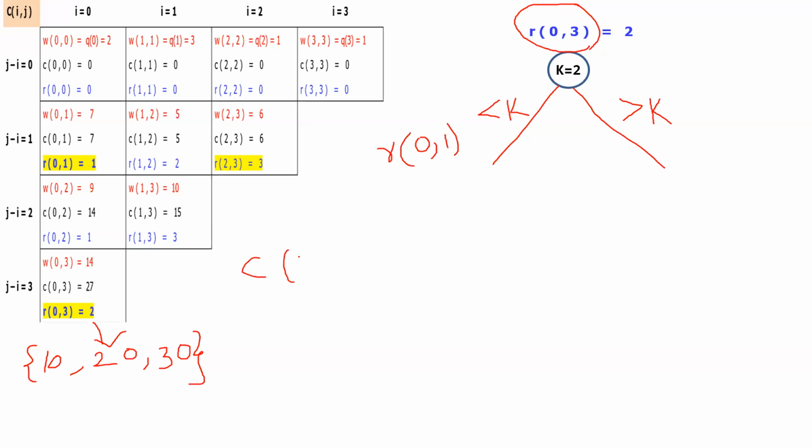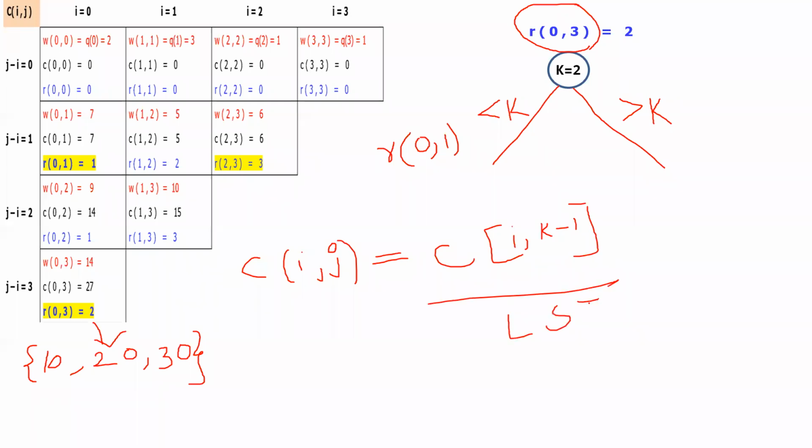If I have to write C of i, j, how did I write it? I wrote C of i, k minus 1 will form the left subtree. C of k, j will be your right subtree. This was the formula that we have used. This recursive formula represents the dynamic programming approach.